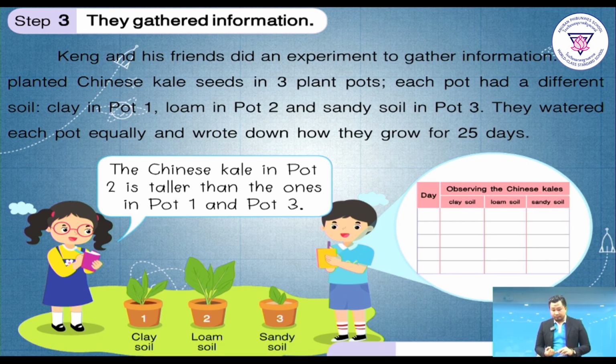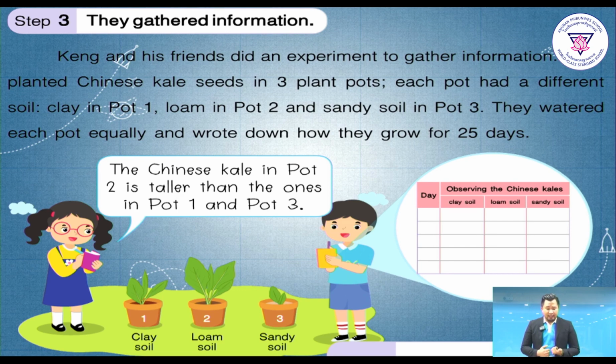Clay in pot 1, loam in pot 2, and sandy soil in pot 3. They watered each pot equally and wrote down how they grow for 25 days. It takes a longer period of time to get the maximum result of each plant and each seed they put in.